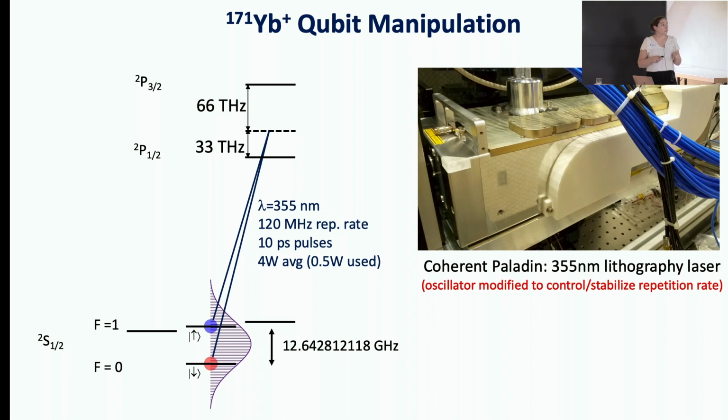Our qubit manipulation is done with a Raman transition. So we have this 2-photon process that allows us to do all of our coherent manipulation, all of our gates. And this is done with a pulsed laser at 355 nanometers. This is a laser you can sort of buy off the shelf, and then we modify it so that we can control the repetition rate. And this allows us to have very, very good control of our coherent operations.